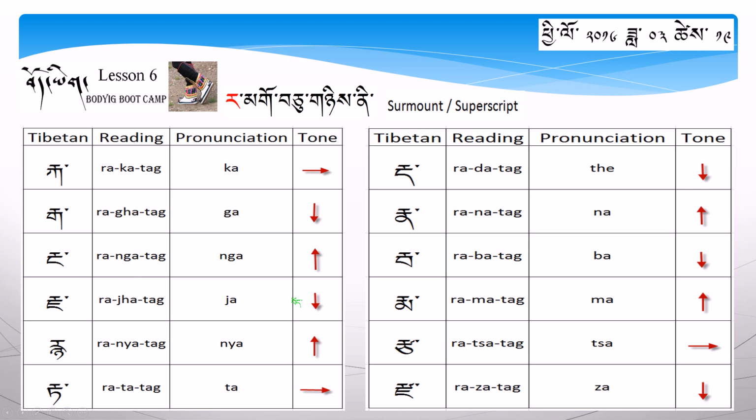Rachata ja, the tone is lower. Ranyata nya, the tone is higher. And then ratata ta, same tone, no change. Ratata da, lower tone. Ranata na, higher tone. Rapata ba, lower tone. Ramata ma, higher. Ratata za, same.